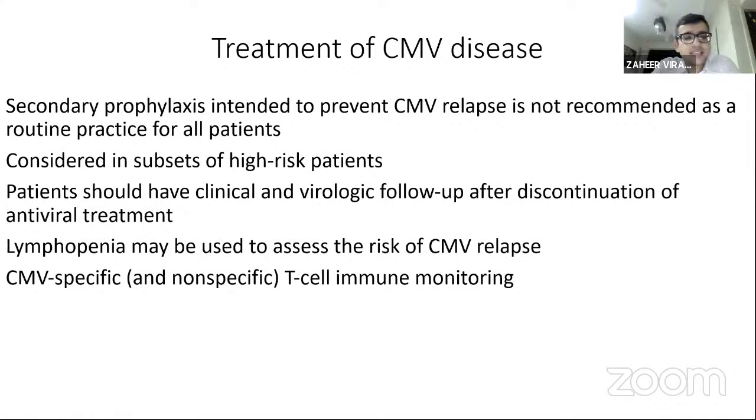Secondary prophylaxis, like I said, certain centers are using it, but it is actually not recommended in all patients. In certain high-risk patients, suppose you had a CMV disease with a rejection and you had to step up the immunosuppression, then in those cases, you might continue with the valganciclovir prophylaxis for 1 to 3 months. And one should keep monitoring clinically and virologically to see whether there is a relapse of the CMV disease. And obviously, lymphopenic patients are at a much higher risk for CMV relapse.